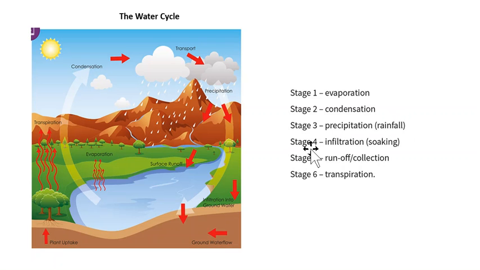Stage 4 then is infiltration. This is where the rain soaks back into the land. Then stage 5 is runoff or collection. What happens is that the excess water that soaks into the ground will be run off back into rivers and lakes. And then you have transpiration as well. Transpiration is where, if we take plants, for example, they take in water through their roots, and then excess water is evaporated off the leaves. That's what's known as transpiration.